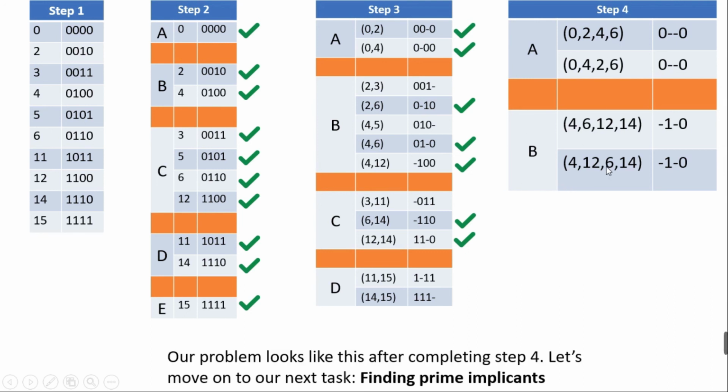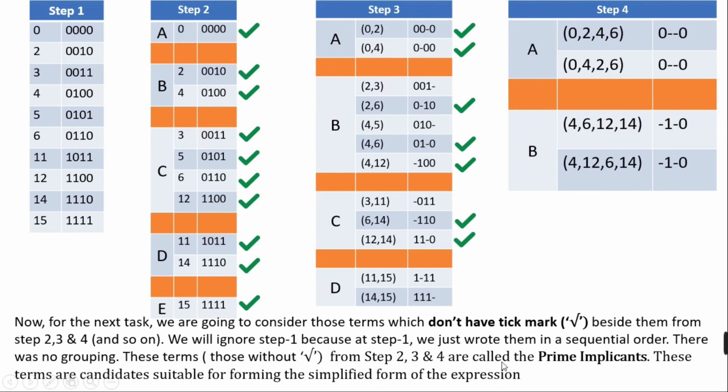Our problem looks like this after completing step 4, and let's move on to our next task, which is finding prime implicants. For this task, we consider those terms which don't have a tick mark beside them, and we only consider that for steps 2, 3 and 4. We're not going to consider step 1, because in step 1 we just rearranged our given min terms in sequential order and no group was considered. So we ignore step 1 and take steps 2, 3 and 4 into consideration to find those terms which don't have tick marks beside them.